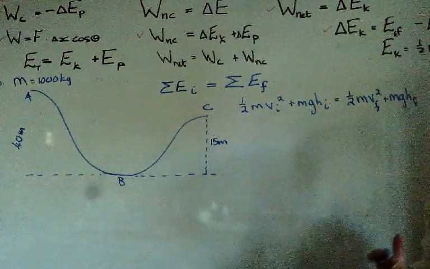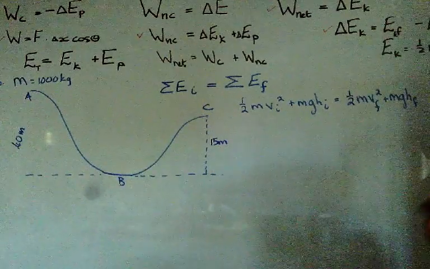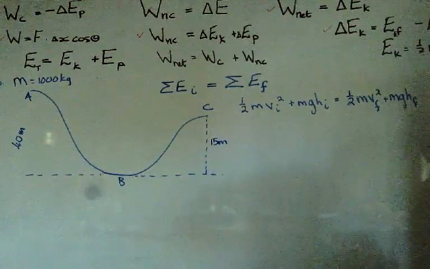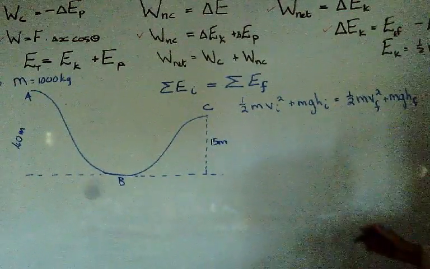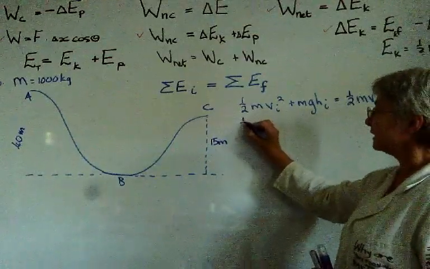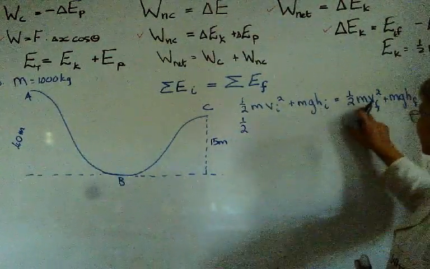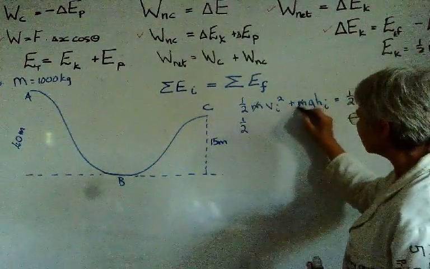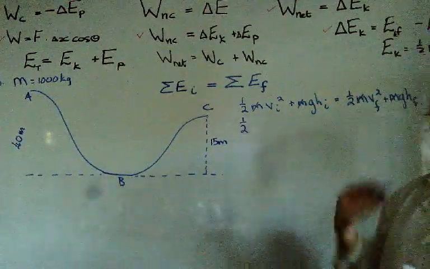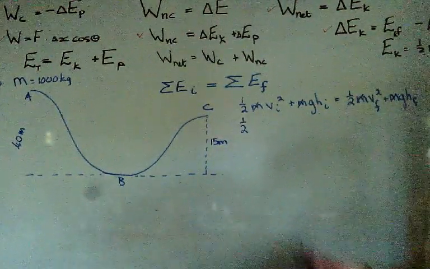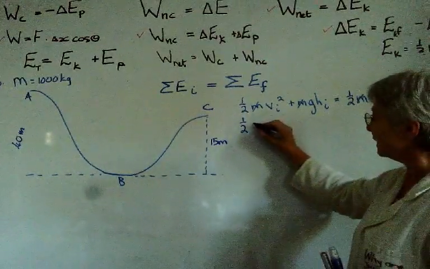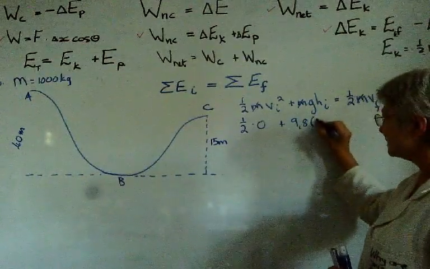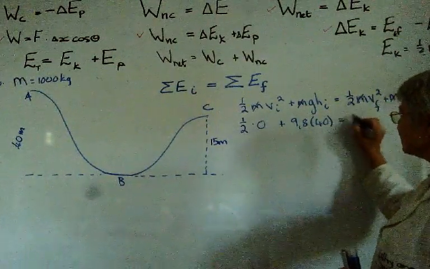Okay. So it's a half times. Now you can see M is the same everywhere. So why multiply by 1,000? You can scratch that. It's 1,000, but there's 1,000 in every term. So I'm a lazy person. I'm going to scratch it. The VI is 0. Plus 9.8 times 40 equals a half times. Now they want us to get the VF, and I'm going to go for VB squared. Plus the height there is 0 at B.